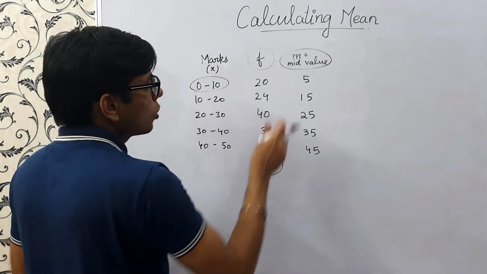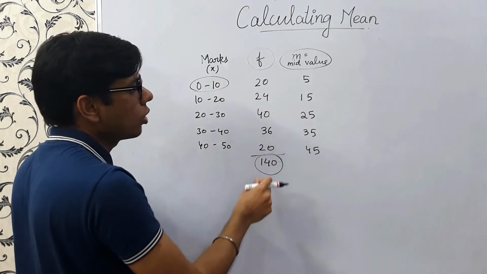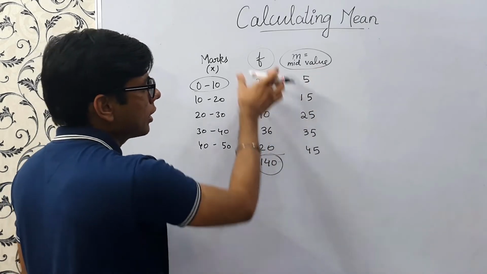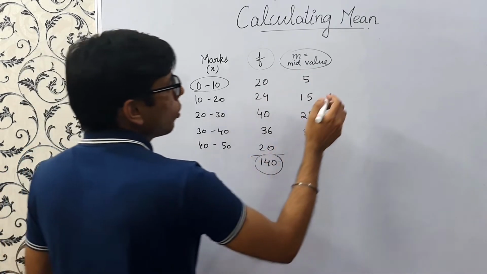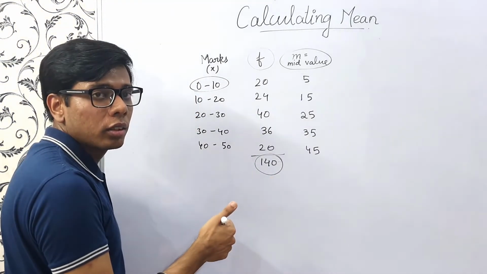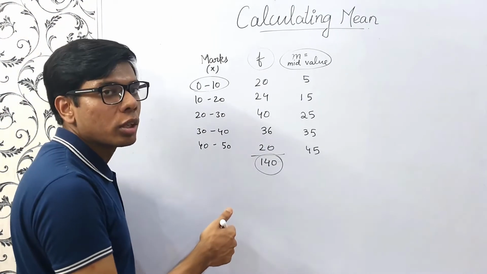Next, this is x and f. So this is now reduced to the form of simple frequency data. This is our x and this is our mean. So now what we'll do is calculate the mean using the assumed mean method and by using the step deviation method.